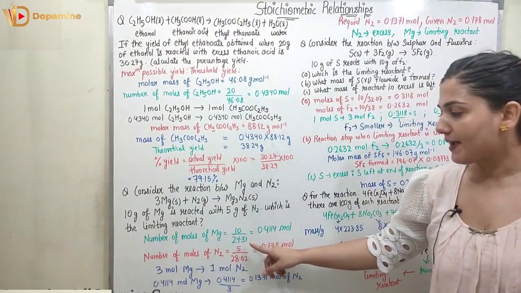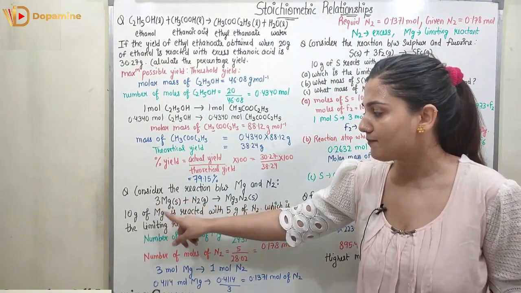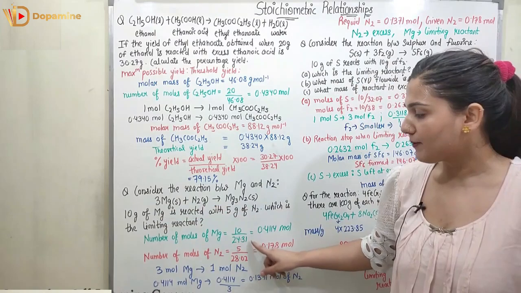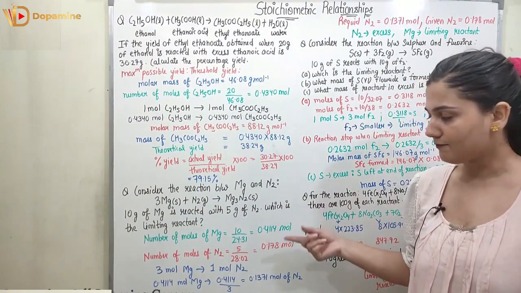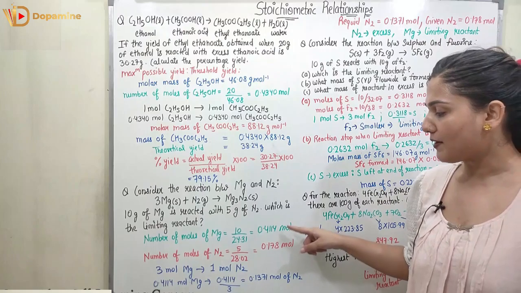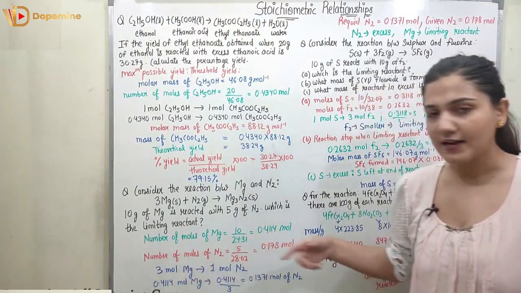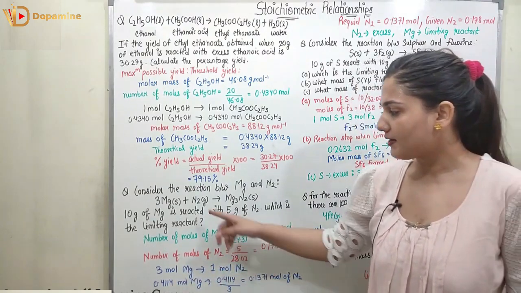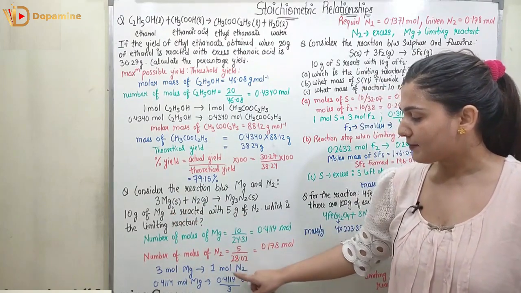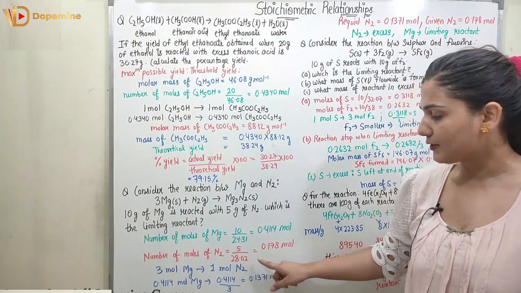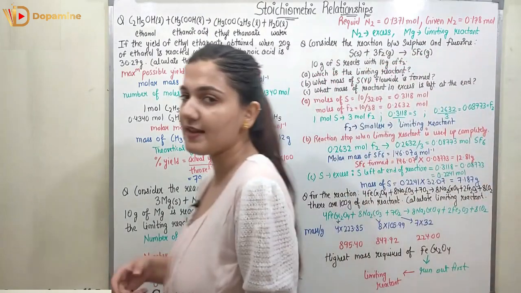The number of moles of magnesium we can find out. 10 gram of magnesium is given and the molar mass of magnesium is known, that is 24.31. We can find out the number of moles of magnesium, that is 0.4114, right? The number of moles of nitrogen can also be computed in a similar manner. The amount of nitrogen is given, that is 5 gram. So 5 gram divided by the molar mass of nitrogen, that is 28.02, gives me 0.178 mole.